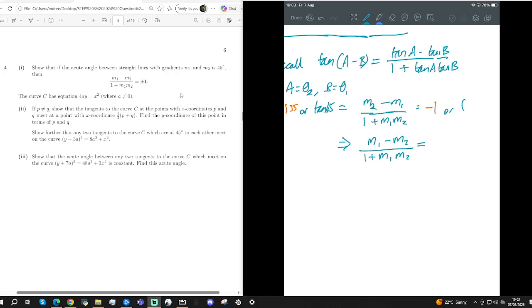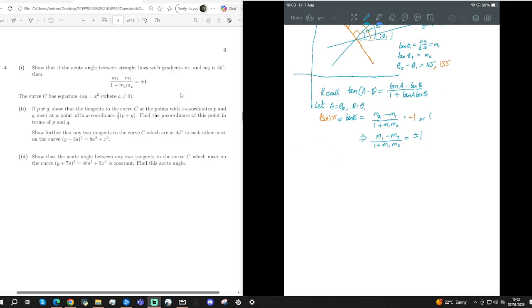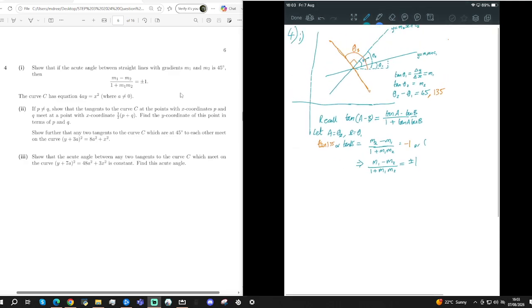So swapping the sign on the left gives either plus or -1, depending whether the gradients were in line with each other or against each other: if they're both positive, both negative, or one was positive, one was negative. Okay, we've got that result.